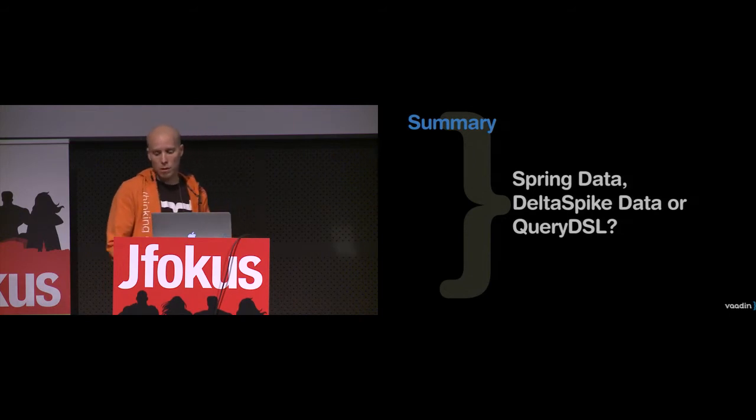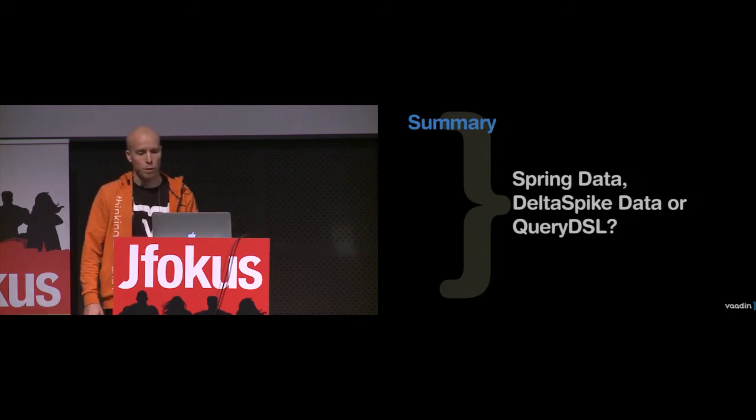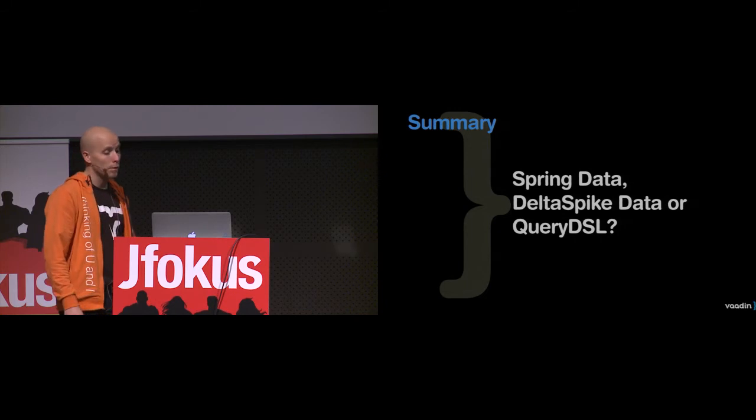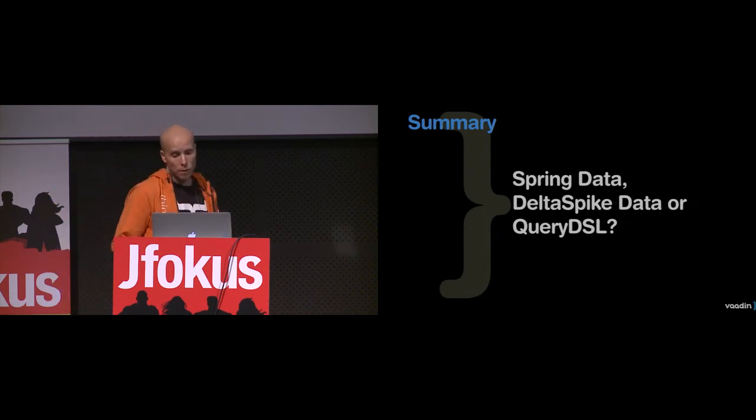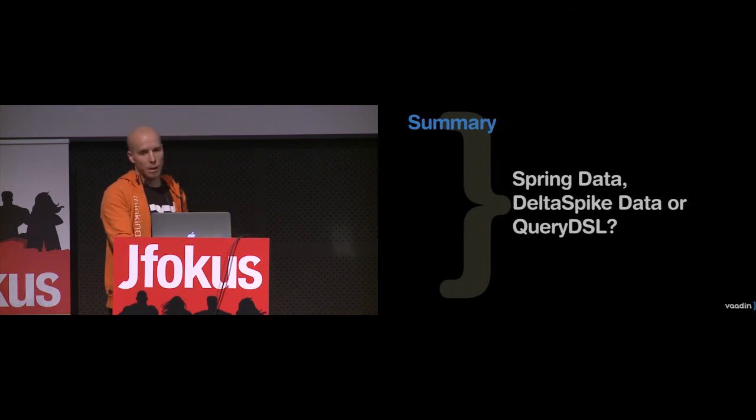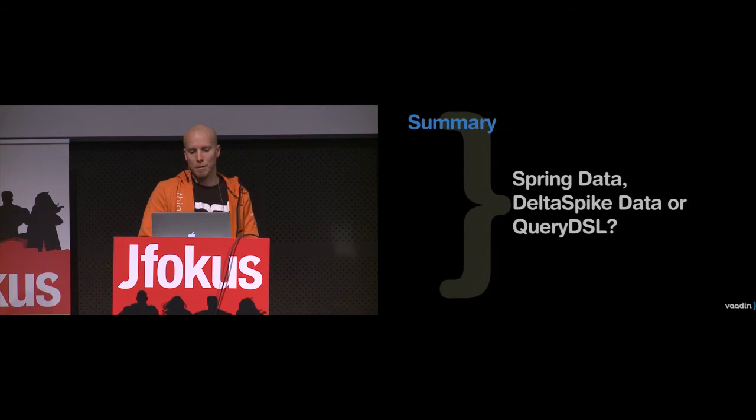So the question is then, which one of these helper libraries should I use? I think it's pretty easy to choose Spring Data if you have a Spring stack. But if you are working with Java EE, then I would definitely go for DeltaSpike Data, even though it's really not well known. There was only one person in this room who actually knew DeltaSpike Data, and I think it should be much better known. It's pretty much as good as Spring Data, so go for it if you have a Java EE-based backend.